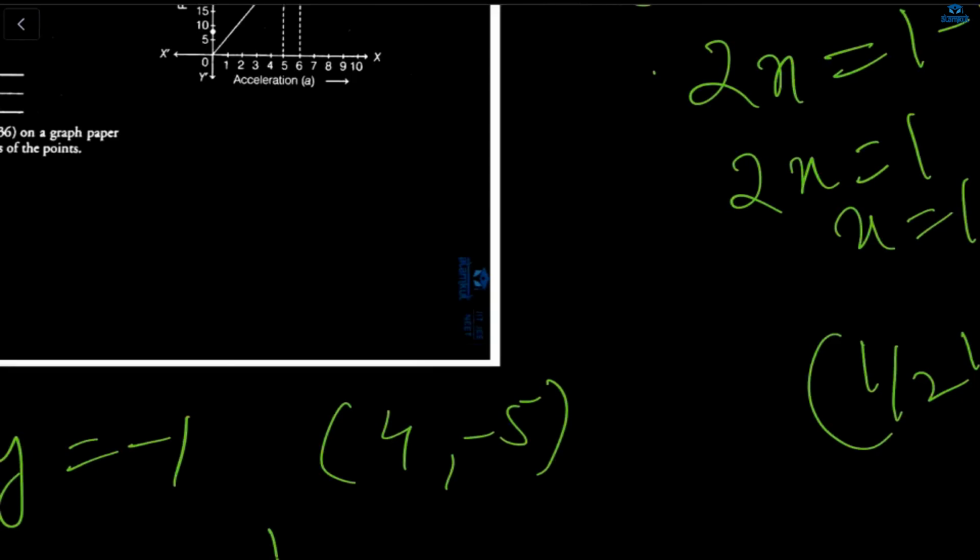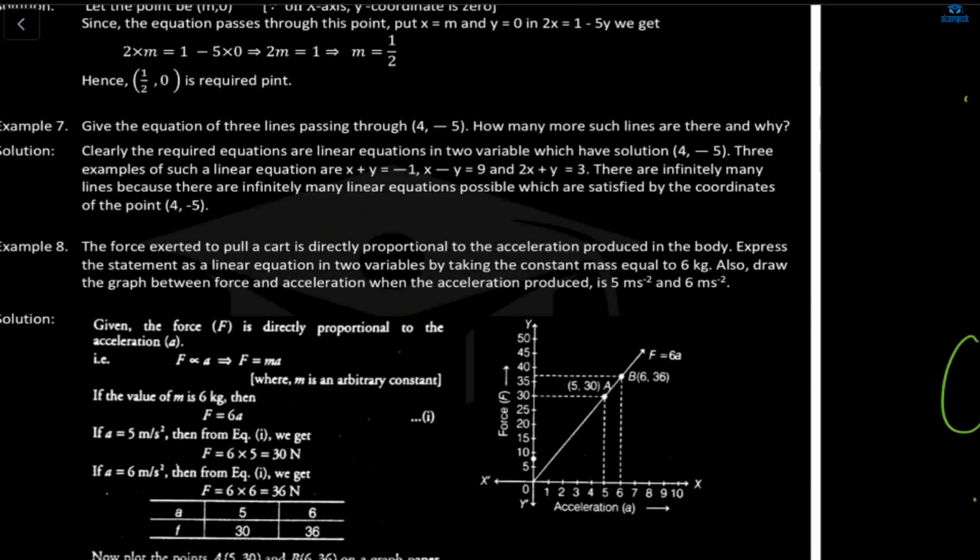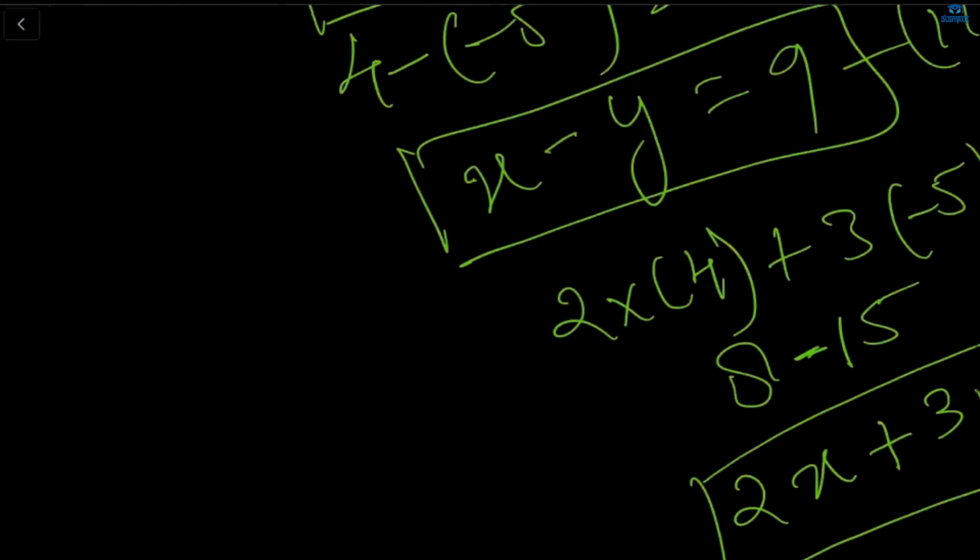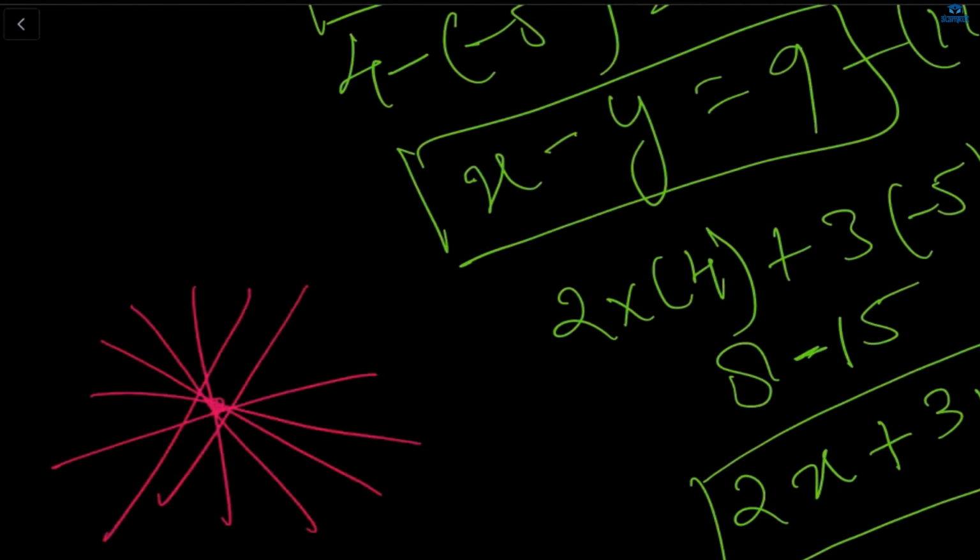Now one more question is joined with this: how many more such lines are there and why? Now there will be infinitely many lines. Why? Because only a single point is there, not even 2 points. From a single point, you can draw so many lines. If I ask you, for a single point, how many lines can be drawn? So many lines can be drawn that will pass through that single point. So from a single point, yes, you can draw infinitely many equations.